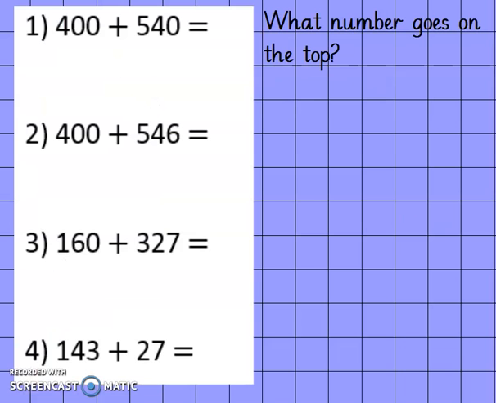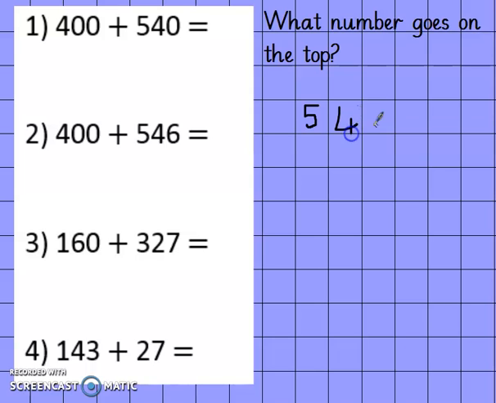Okay, so the next part we're going on to, now that we've done our do now, is working out the answer to these addition questions. So the first one I'm looking at is 400 add 540. So you know which number always goes on the top. We put the biggest number on the top. So that's what I'm going to do straight away.